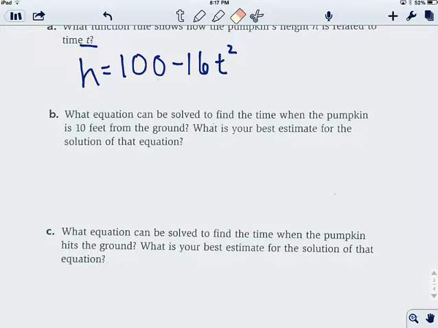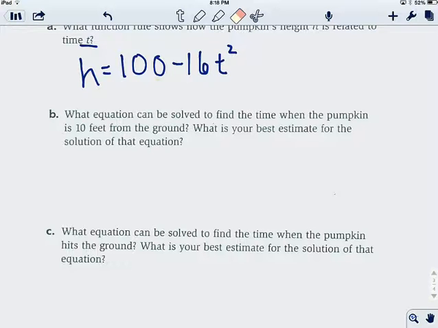All right, guys, let's go on to B. Now, hopefully, again, some of you guys have tried B on your own, maybe even come up with an answer, okay? So what equation can we solve to find the time when the pumpkin is 10 feet from the ground? What is your best estimate for the solution of that equation? Okay, so we want to find out t when the pumpkin's 10 feet from the ground.